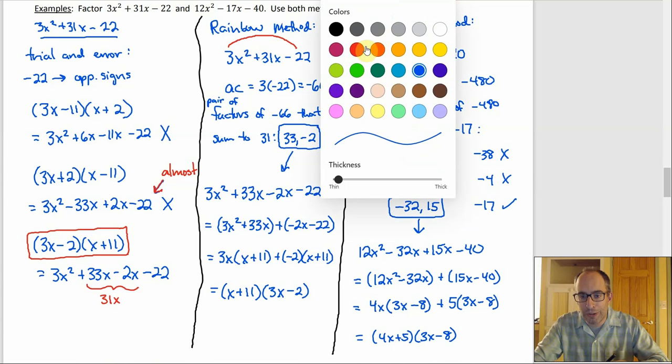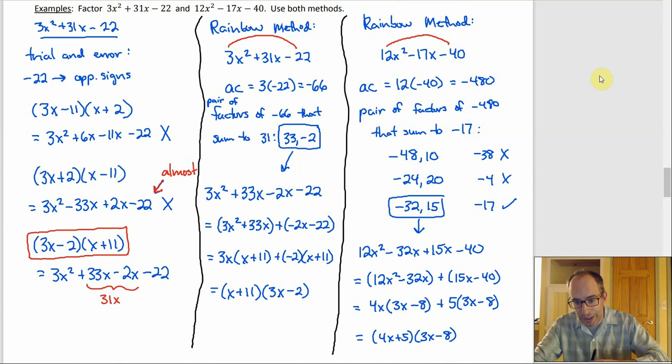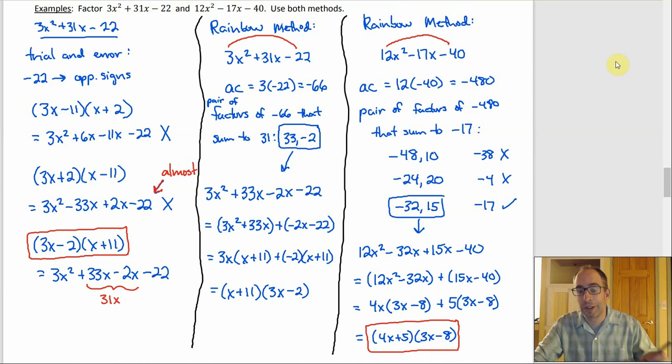If you do this one by trial and error, maybe you'll get lucky and you'll get the 4x plus 5 times 3x minus 8 relatively quickly, but maybe not. Maybe it takes a long time. So this is one because the 12 and the 40 both have a lot of factors. I think I would go right to the rainbow method first.